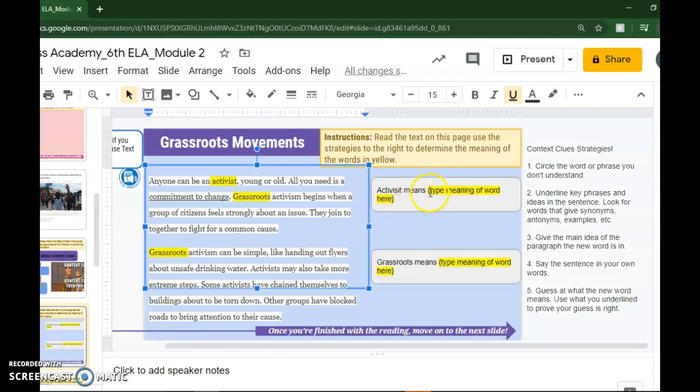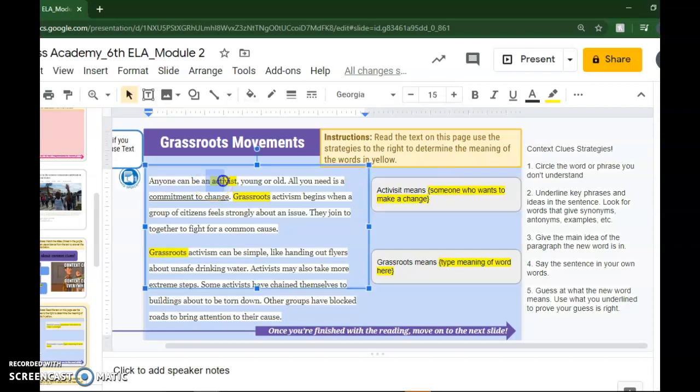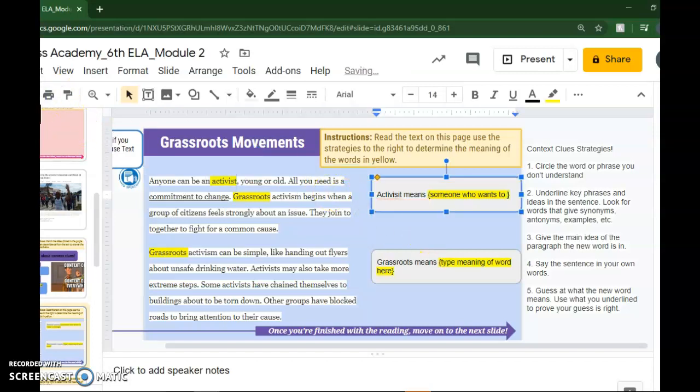So now, I'm going to type that in. I'm going to take a guess to see what it means. So I'm going to say an activist means someone who wants to make a change. Anyone can be an activist. So let me put that right in here. Anyone can be someone who wants to make a change, young or old. That sounds right. So I know that my definition is correct because I put it in there to double check.